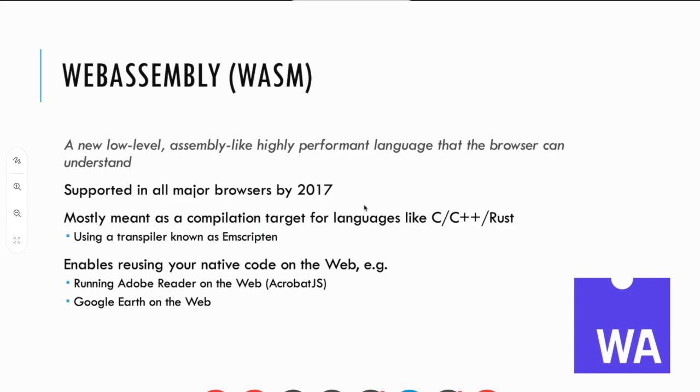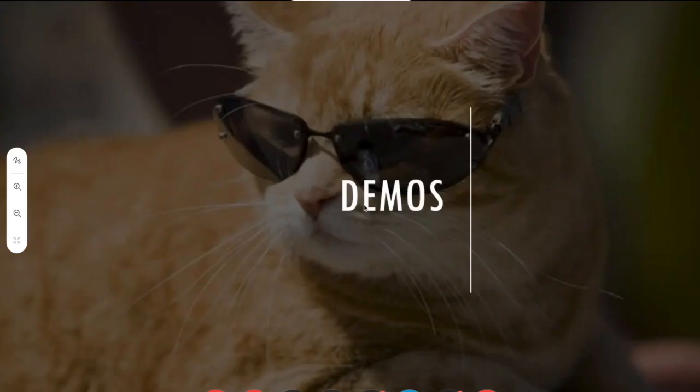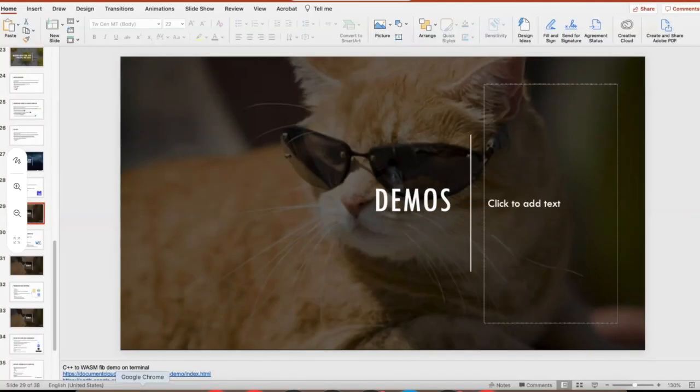Similarly, Google Earth, which was released only as a native app by Google, is now possible to run on the web by taking the same desktop code and compiling it to WebAssembly and running it on the web. So, in fact, let me just show you the demos of this. So I'll start with Acrobat.js.